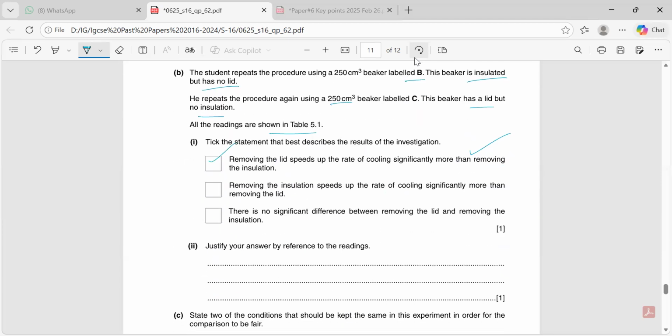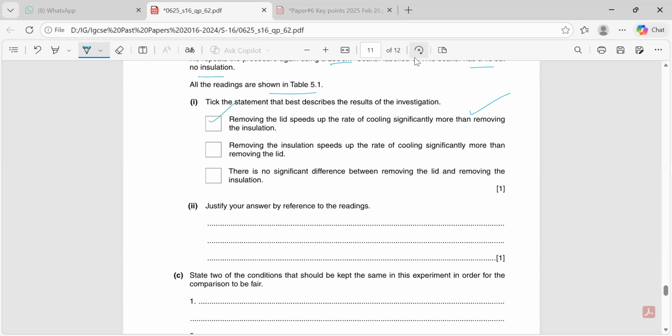So removing the insulation speeds up, no. And there is no significant difference. No, there is a difference. So justify your answer by reference to the readings. So you can write the data there to get this answer.